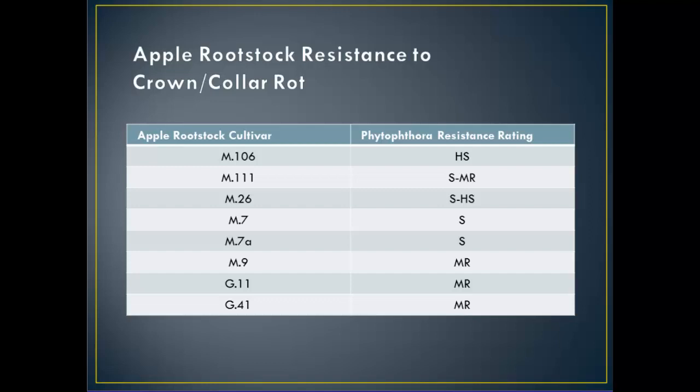So again, these are all components of managing something like crown rot. Obviously, you want to plant them in a very well-drained soil that's not heavy and not sitting in water, because those are the conditions where Phytophthora can really proliferate. But you can really get yourself in a fix if you have a highly susceptible rootstock as well. So those are all considerations for your planting.